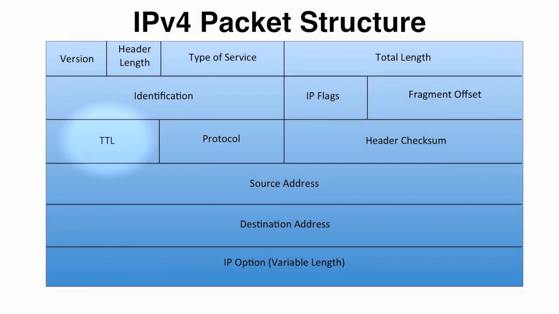Also check out the TTL field, that's the time to live field. This field has a certain value and it gets decremented, it gets reduced by 1 every time that this packet with this IP header gets passed from one network to another. Every time it gets routed, every router hop, we decrement that time to live value. Let's say that we had a time to live value of 120. That packet goes through a router and the time to live value is going to be decremented down to 119.